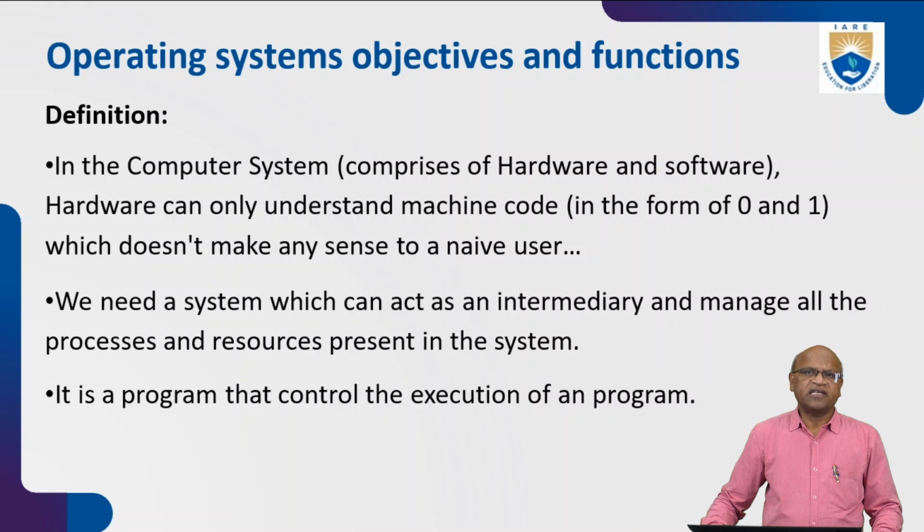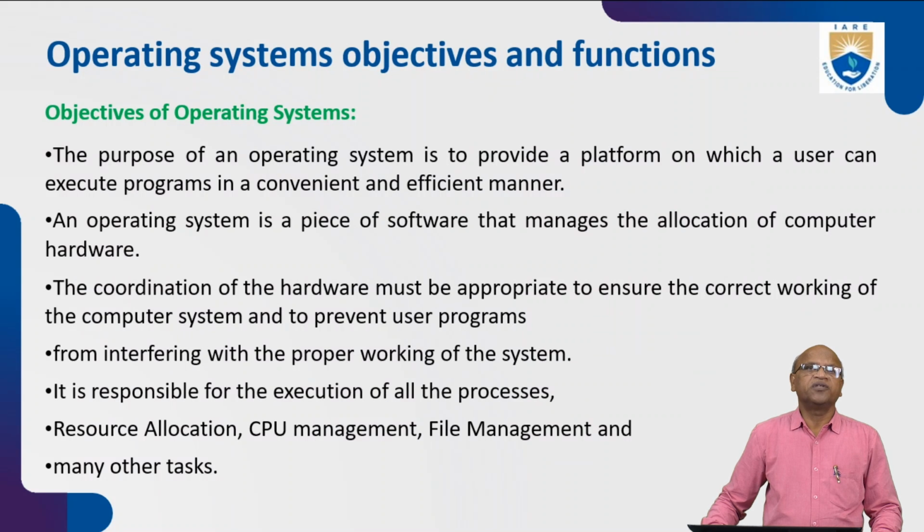We need a system which can act as an intermediary and manage all the processes and resources present in the system. It is a program that controls the execution of programs. So the operating system is software which can understand the user requirement and get the job done through the hardware. That directly means the user cannot interact directly with the hardware. There is an intermediate layer, that is our operating system, which understands the user requirement and gets the job done through the hardware. So that is the objective of the operating system.